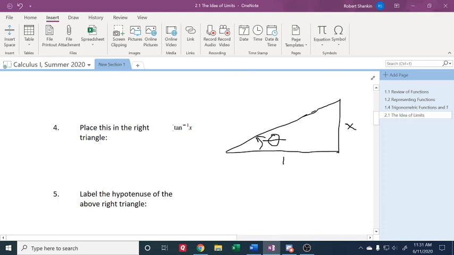So, inverse tangent of x is related to this triangle somehow. Place inverse tangent of x in the right spot. Does it belong here, here, here, or over here? Is it one of the sides or one of the angles? You determine that. I'll give you a minute for that.